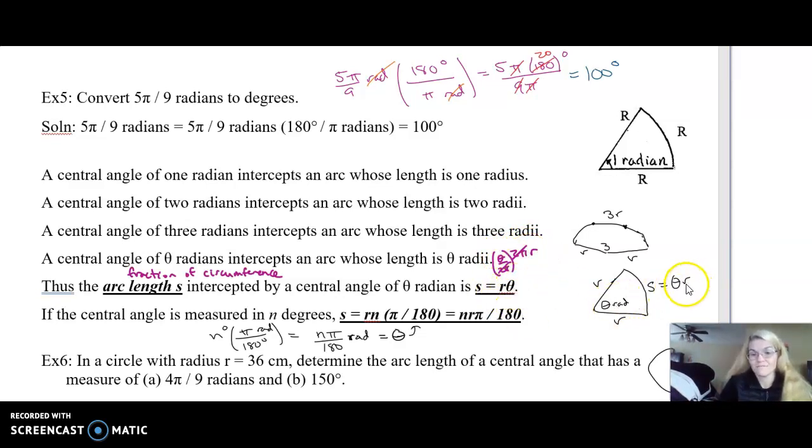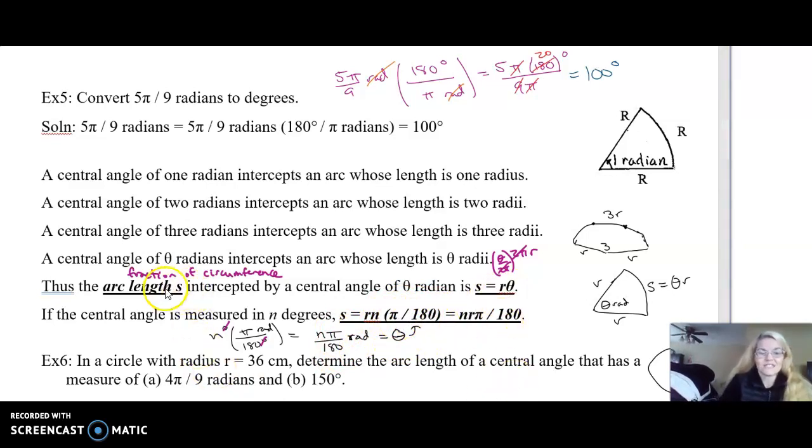So if your central angle is measured in n degrees, I've got to convert that to radians. So n degrees times pi radians over 180 degrees. The degrees here will cancel out, and you're going to have n pi over 180 radians. Well, that's my angle theta, so that's what I'm then going to multiply r by.